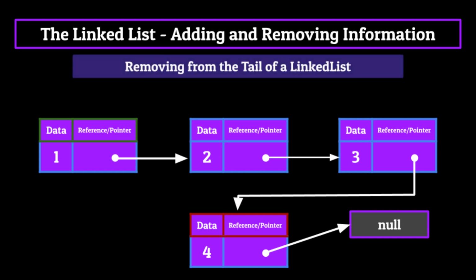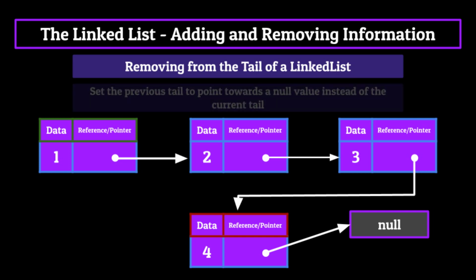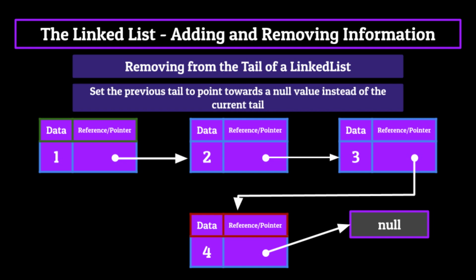Removing the tail of a linked list is just as simple. If we want to remove the tail, we just set the previous tail to point towards a null value instead of the current tail. This leaves the current tail node with no connection to the linked list, isolating it from the pack. Doing this on our list would look like making the 3 node point towards null.